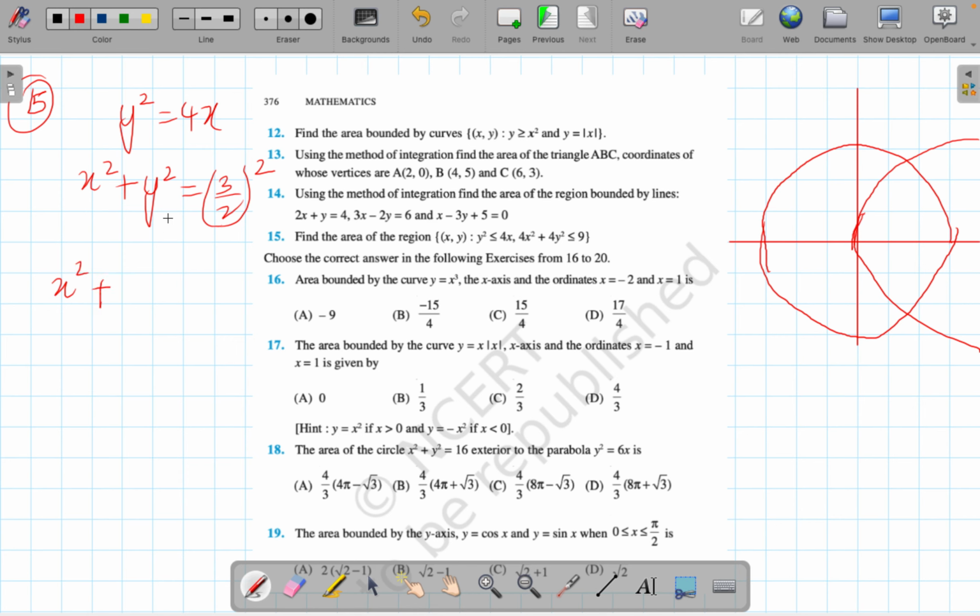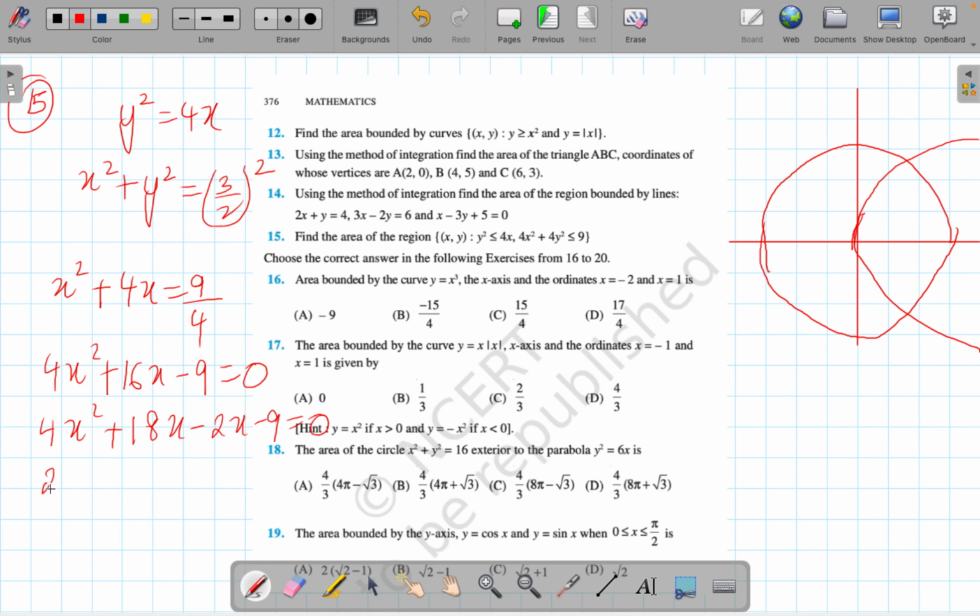The value of x square plus y square, 4x is equal to, this was 9/4, so multiply. 4x square plus 4 4s are 16x minus 9 is equal to 0. 9 4s are 36, 18 into 2 is 36. Let's take common. Can I take 2x common? So it will be 2x plus 9. I take minus 1 common, it will again be 2x plus 9. So one factor is half and the other one is minus 9/2.